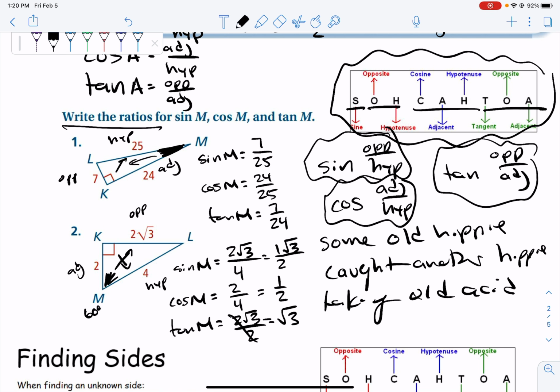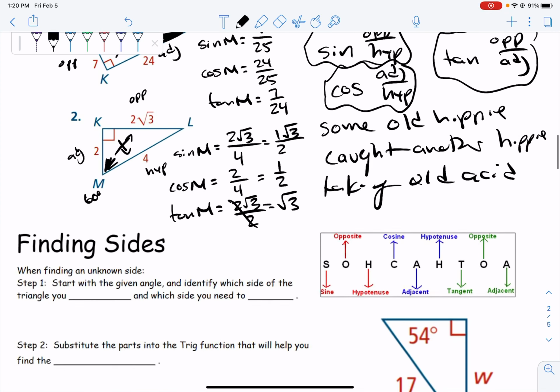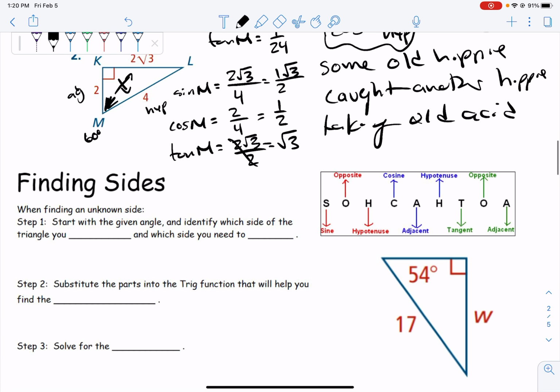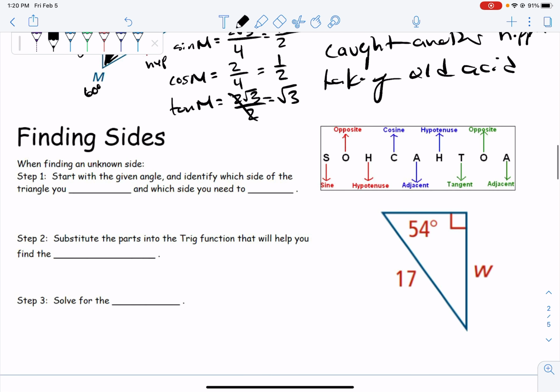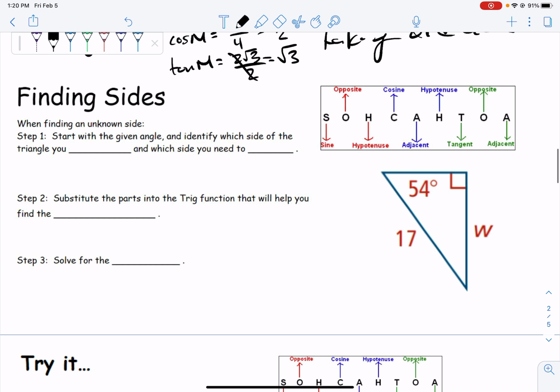All right? So what we do in this class is more than just write the ratio. On a lot of the tests that you do in the future, it might just want you to write the ratio or to find it. We are going to use this special ratio to help us solve missing sides of the triangle. So I have a triangle right here, and it gives me this angle, 54 degrees, and it wants me to find W. So I am going to label my triangle first of all.